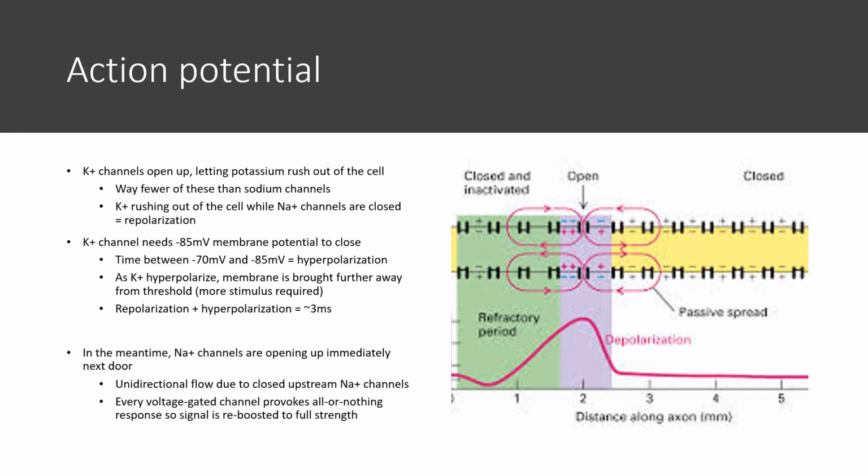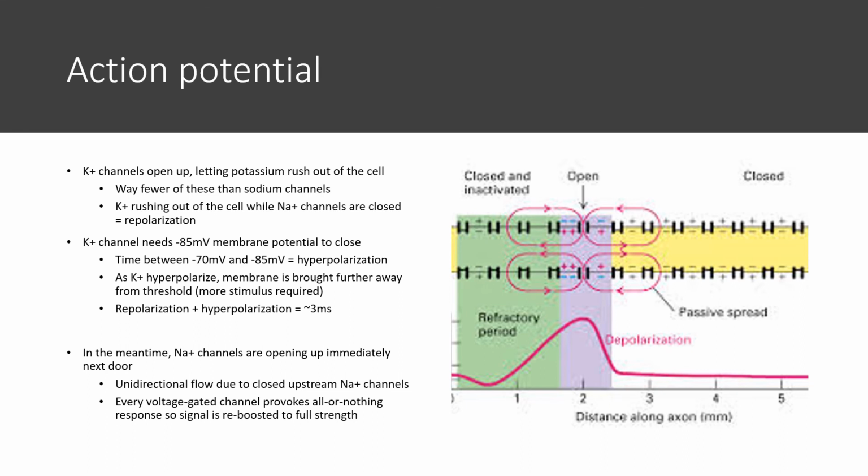So the signal can't go backwards. You can't fire an action potential backwards. You can only fire it downstream in one direction towards the axon terminals. All of this is starting at the axon hillock, and it can only move in the direction of the axon terminals. This guarantees unidirectional flow.